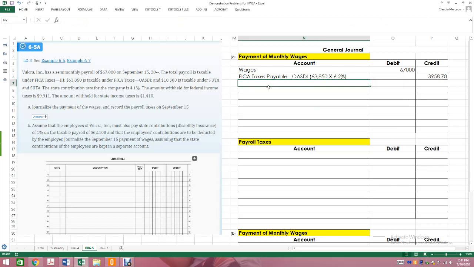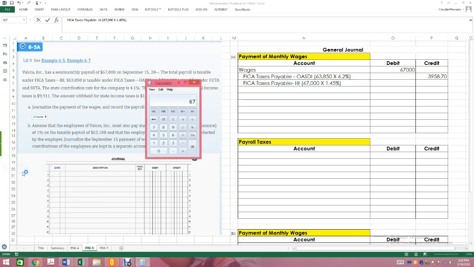Now, the next thing we have to deduct from our employee's paycheck is the FICA taxes, but this time for HI. Now for HI purposes, it says the total payroll is taxable under FICA taxes HI. But what is my total payroll? My total payroll is $67,000. I'm going to multiply by my HI rate of 1.45%. And let's see what that gives us. Okay, that gives me $971.50.